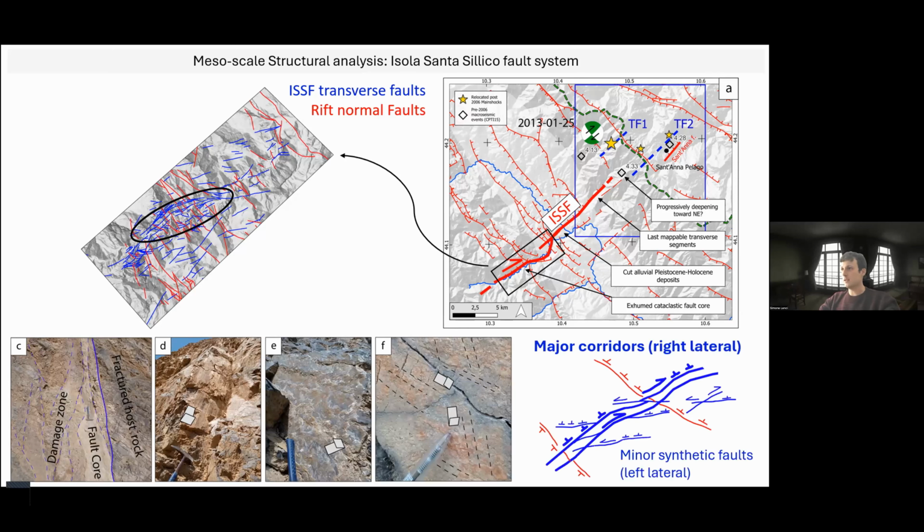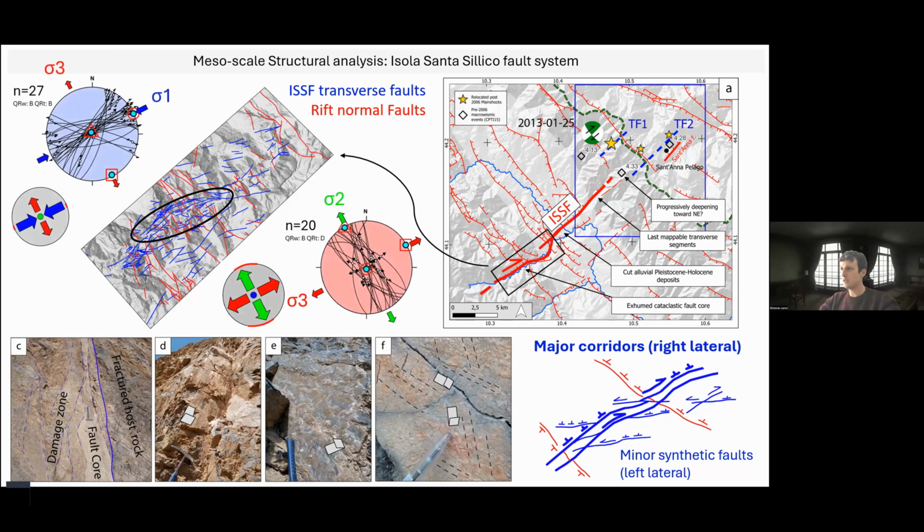So here on the right, a sketch to summarize the geometric relations. The major faults are northeast oriented and have dominant dextral motion, while minor synthetic faults are east-west and show left-lateral slip. This is then the resulting tensor of the paleostress, which was calculated for the strike-slip transverse system and also for the normal rift system. And so these structural data likely integrate well with the seismological data, showing a similar sigma-1 orientation with respect to that of the 2013 main shock.